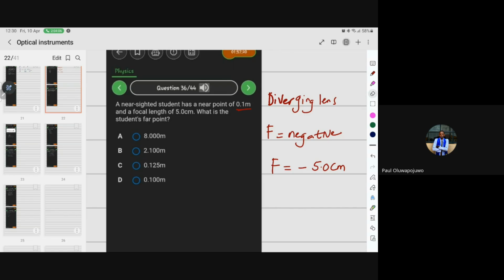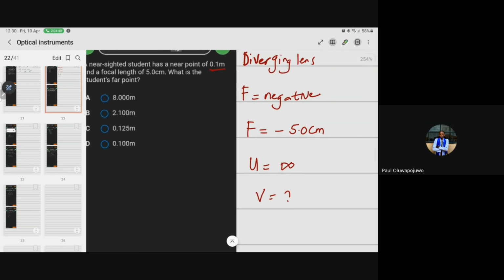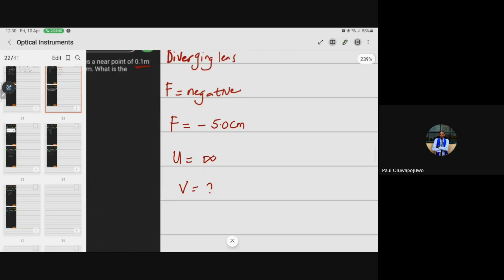Now we have our near point. Remember, this is a short-sighted person, right? Which means he cannot see something that is what? Far. Now, our U for far distance is infinity, isn't it? For a far object, our U is infinity. All right. Now, we're looking at the student's far point. Mesa was correct when she said we're looking for V, right? Very correct. But I know she was guessing actually. She wasn't too sure, and that's why she didn't say it so loud.